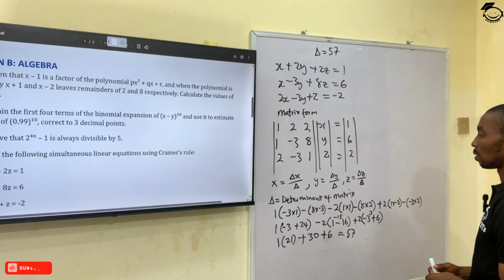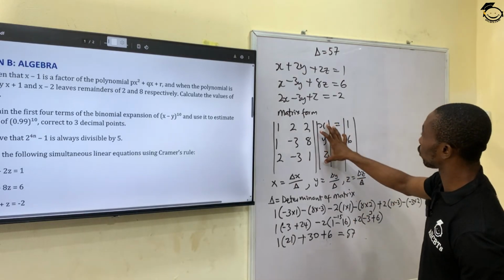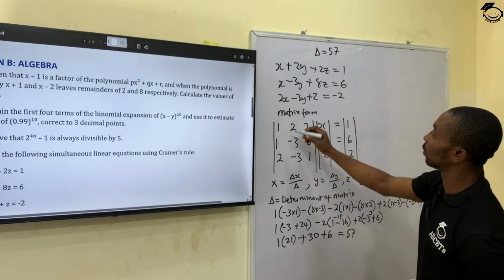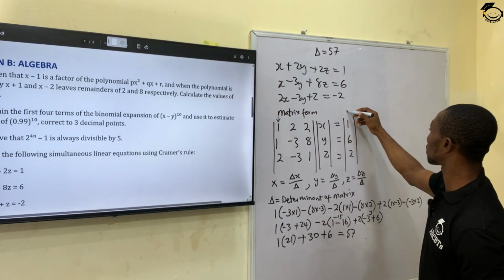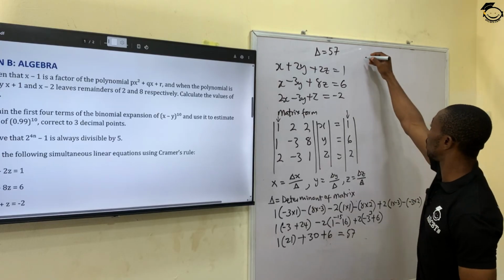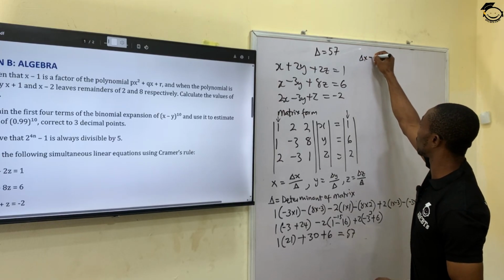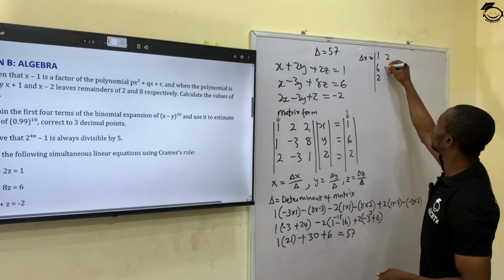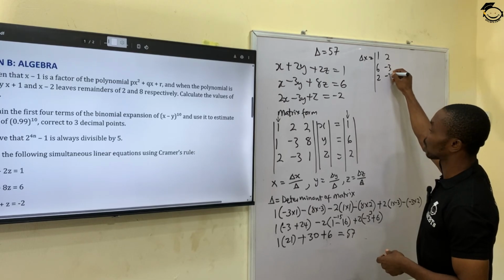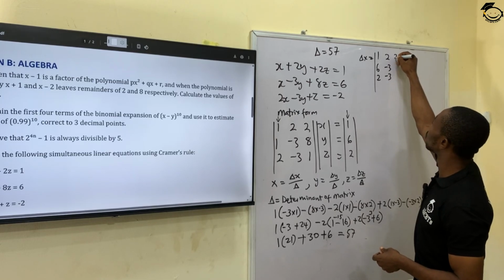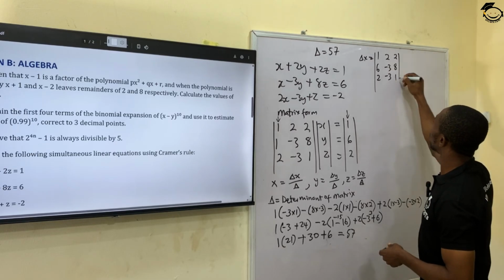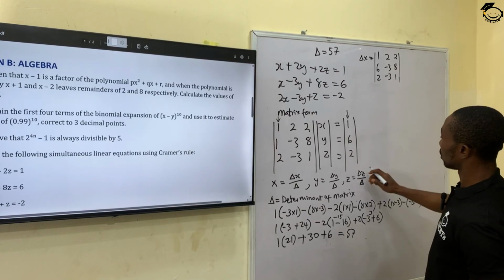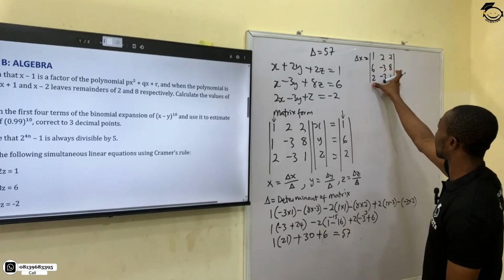Now, going forward, to solve for our delta x, y, and z, for this first column, we'll replace with this. So our new matrix for delta x will become 1, 6, 2, 2, minus 3, and 2, 8, 1. So we'll find the determinant of this matrix. Okay, same way we did this, we are going to solve for the determinants of this.